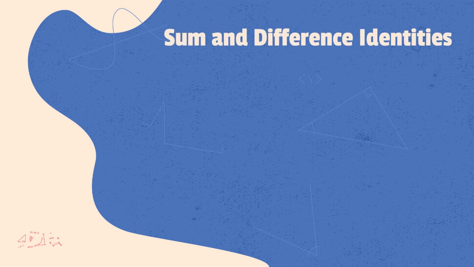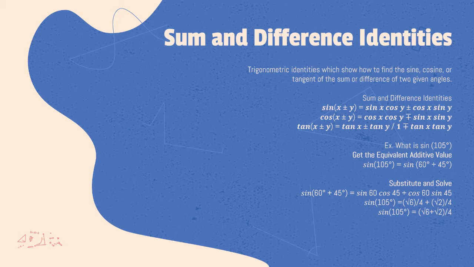Sum and difference identities. They are trigonometric identities which show how to find the sine, cosine, or tangent of the sum or difference of two given angles. Sum and difference identities are as follows. Sine of x plus or minus y is equal to sine x cosine y plus or minus cosine x sine y. Cosine of x plus or minus y is equal to cosine x cosine y minus plus sine x sine y. And lastly, tangent of x plus or minus y is equal to tangent x plus or minus tan y over 1 minus plus tangent x tangent y.